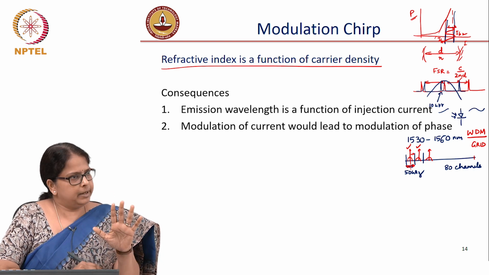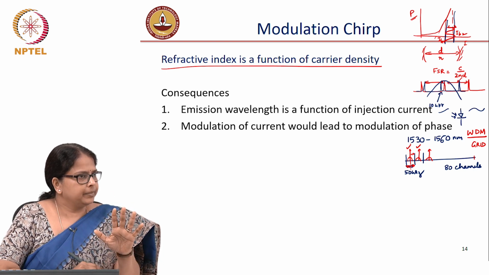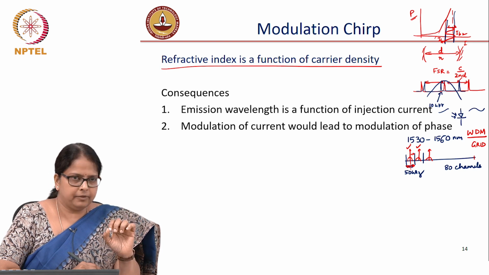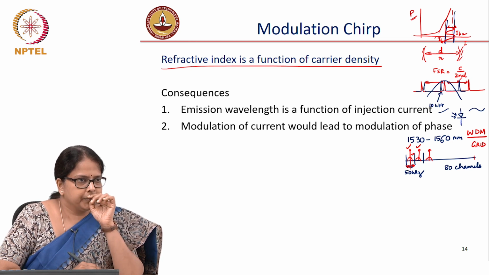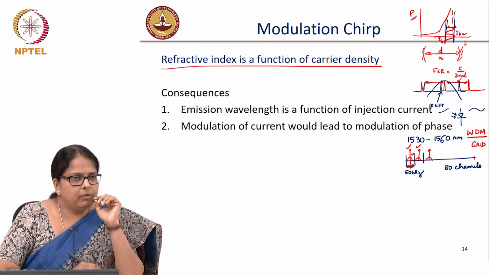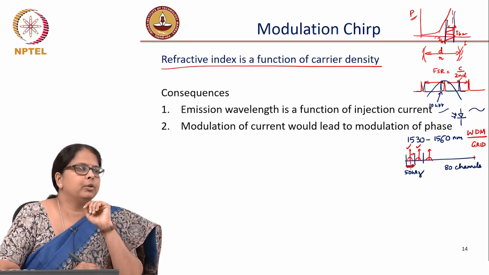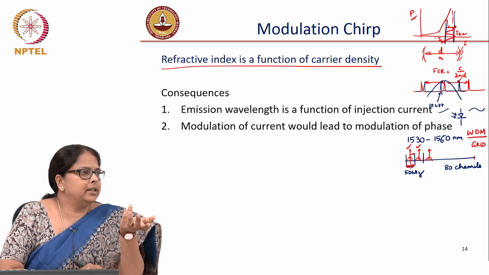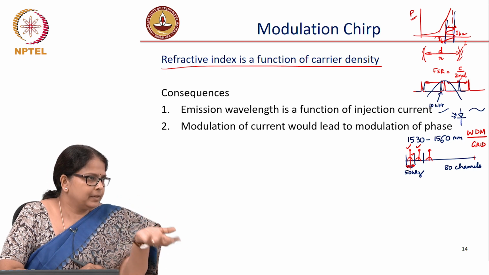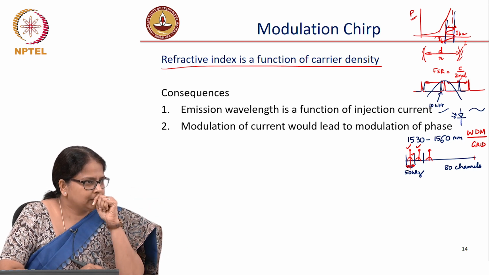Do you agree that there will be a phase modulation? Yes, refractive index decides the phase, optical phase. Refractive index modulates means phase modulates. Why should I worry about it in intensity modulated systems? The phase introduces a delay and the delay changes with time, but that's at the transmitter. This is all happening at the transmitter.